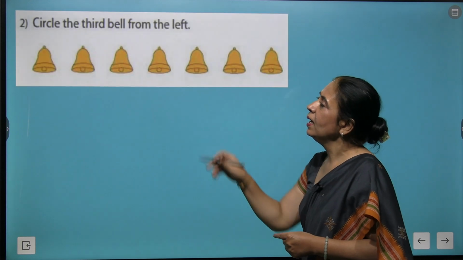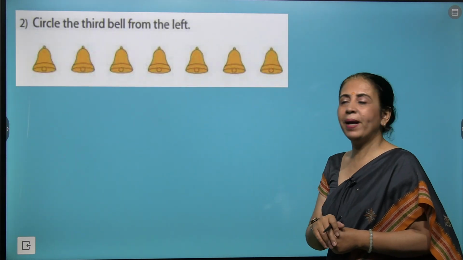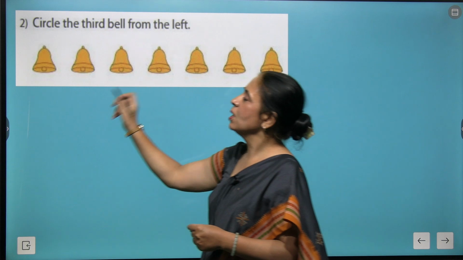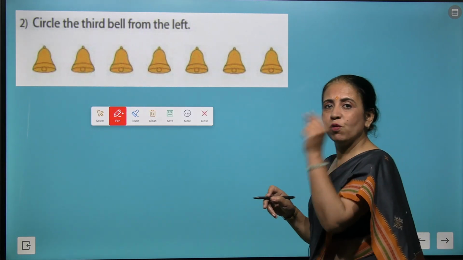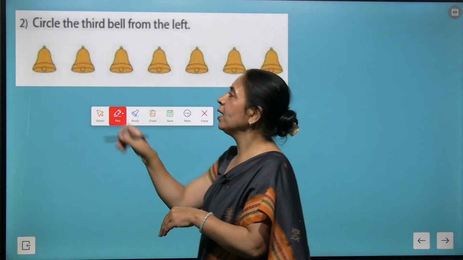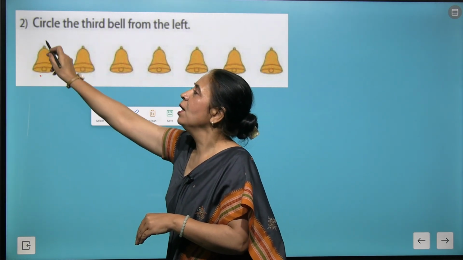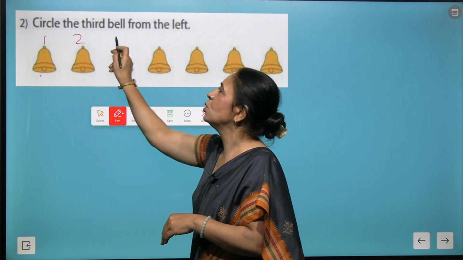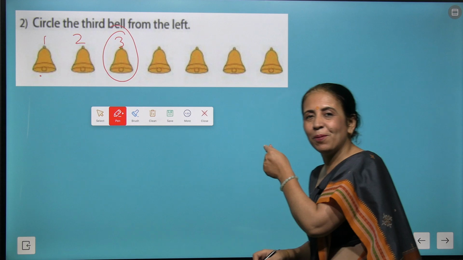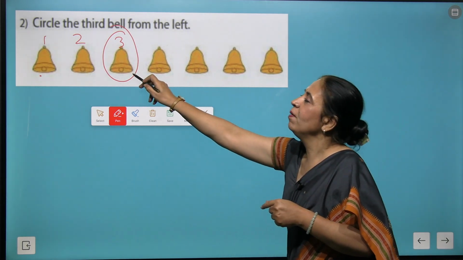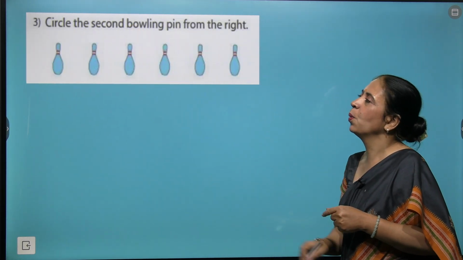And further, let's see, we have few bells here and the question is, you have to circle the third bell from the left. So first thing is, we are moving to the leftmost position. We start 1, 2 and 3. So this is your third position, right? So this bell which we have circled is the third one.